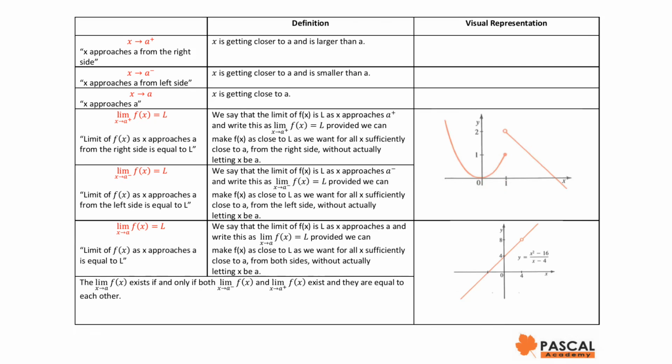When we say the limit of f of x as x approaches a is L, that means f of x can be as close as we want to L for all sufficiently close values of x to a from the right side, without actually letting x be a. Similarly, we define the limit of f of x as x approaches a from the left side.